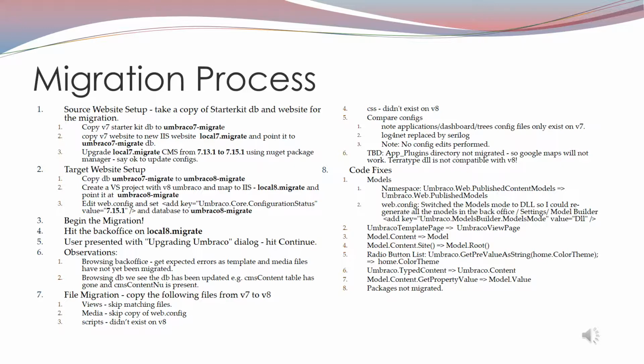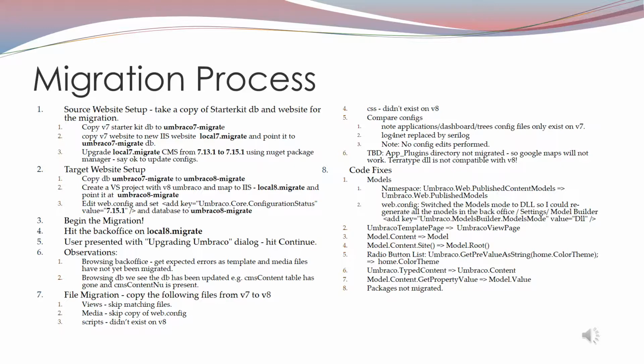My version of the starter kit was 7.13.1. It's recommended that you go to the latest version of Umbraco 7 before you do a migrate. So I updated the local 7 migrate website using the NuGet package manager in Visual Studio, and said OK to update the configs. So that's my source site ready.